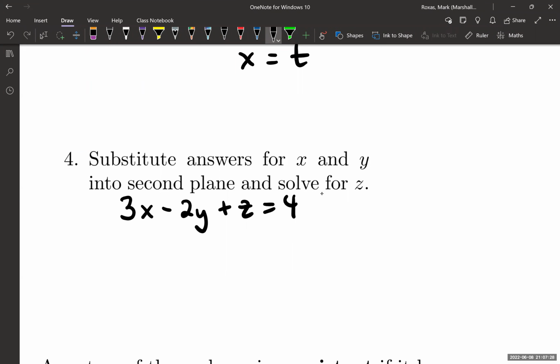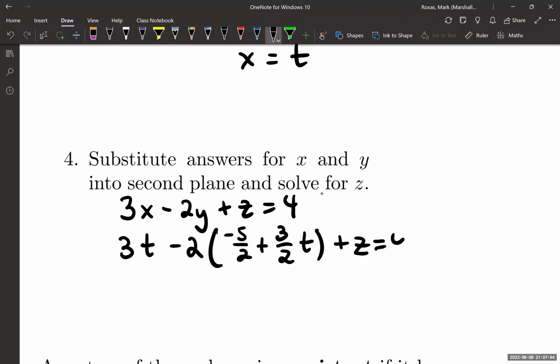Okay, I'm going to substitute. So x is now t, so 3t minus 2 times y. Y is negative 5 over 2 plus 3 over 2 t, and then plus z equals 4. Now I'm going to solve this for z. We can make some cancellations here. This 2 in front, multiplied inside, cancels with the 2's in the bottom.